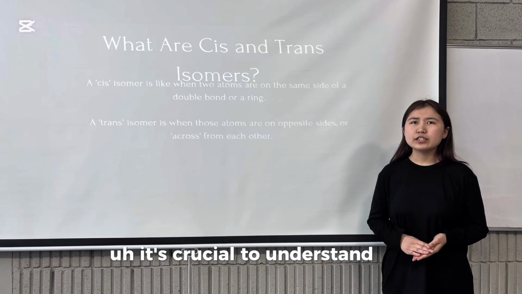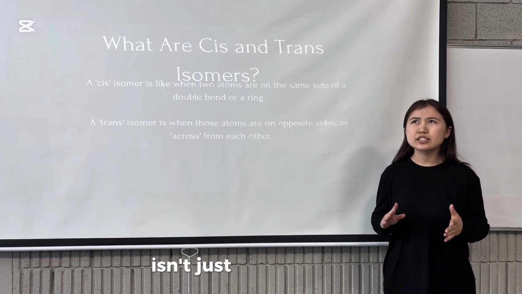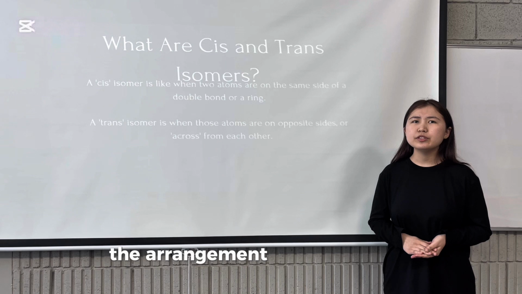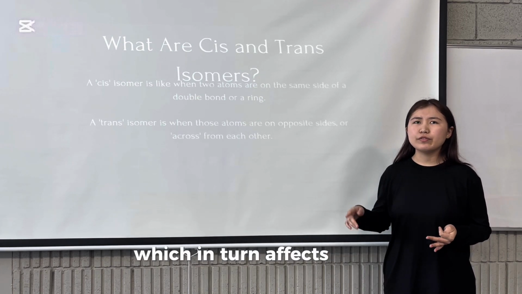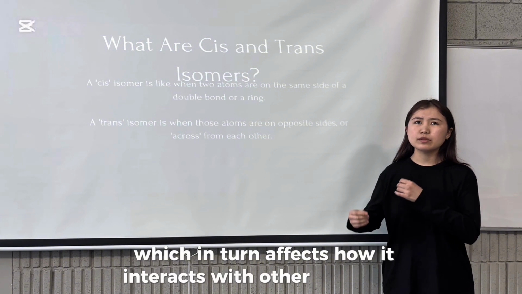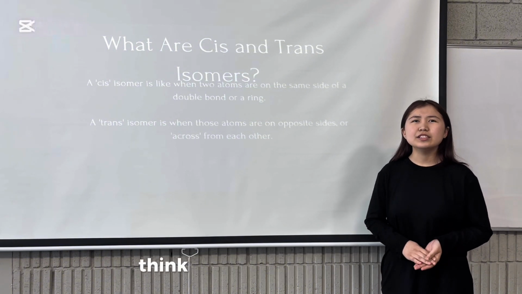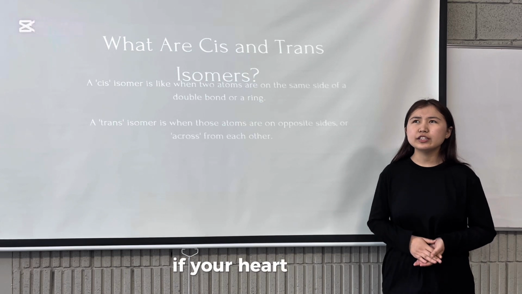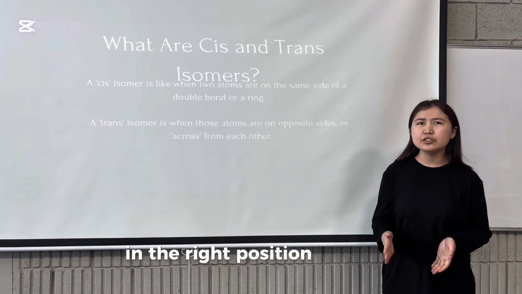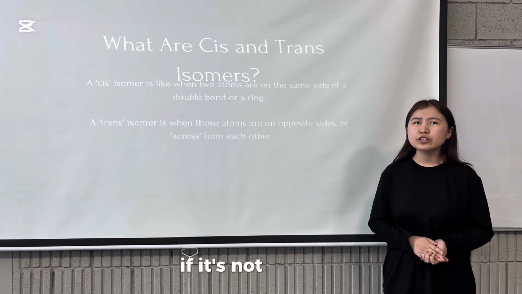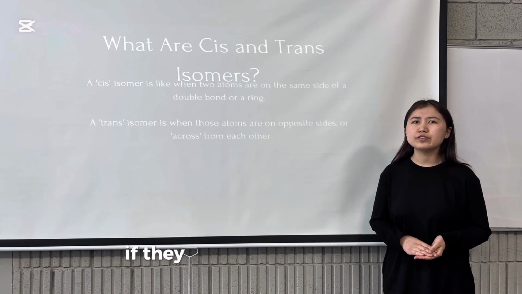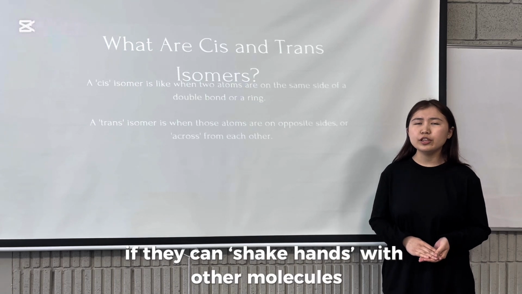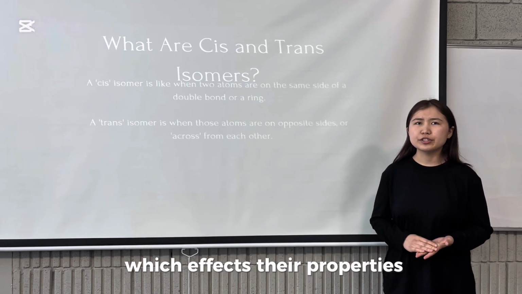It's crucial to understand that this isn't just a naming game. The arrangement of atoms affects the molecule's overall shape, which in turn affects how it interacts with other molecules. Think of it like a handshake. If your hand is in the right position, you can shake hands. If it's not, you can't. The same goes for molecules. The shape determines if they can shake hands with other molecules, which affects their properties.